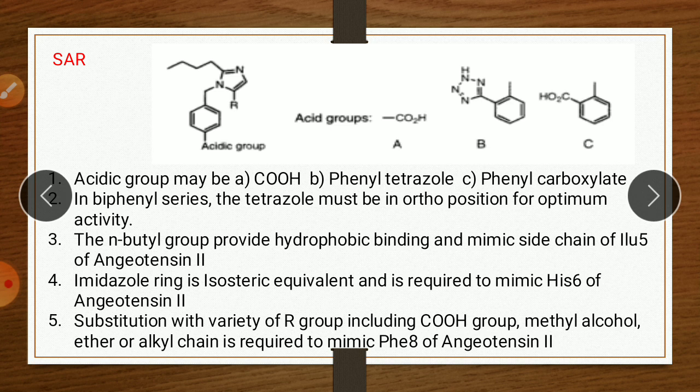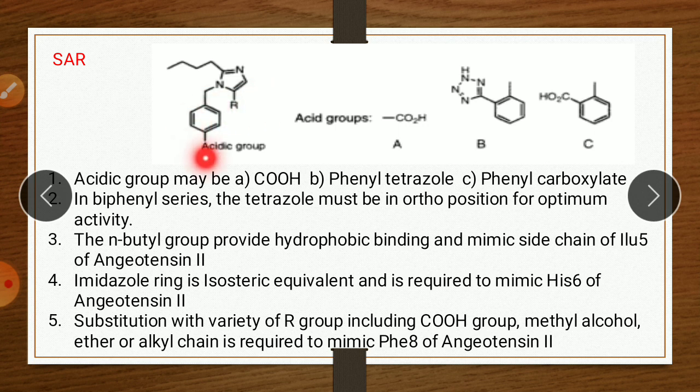The first point in SAR: the acidic group is thought to mimic either the tyrosine phenol or the aspartate carboxylate group of angiotensin II. So this acidic group may be a carboxylic group, a phenyl tetrazole, or a phenyl carboxylate. Second point, in the biphenyl series, meaning when the acidic group is B or C, the tetrazole must be in the ortho position for optimum activity.